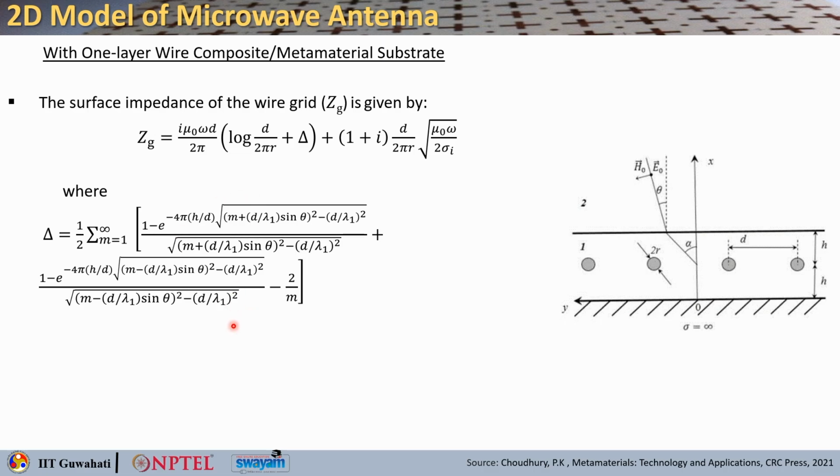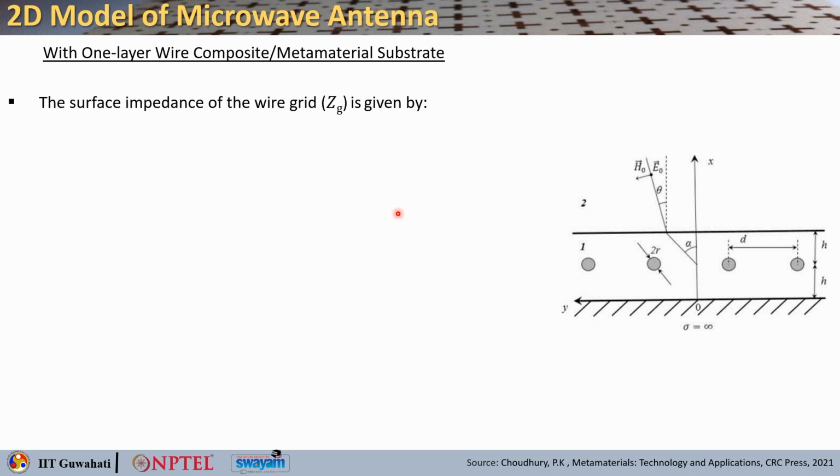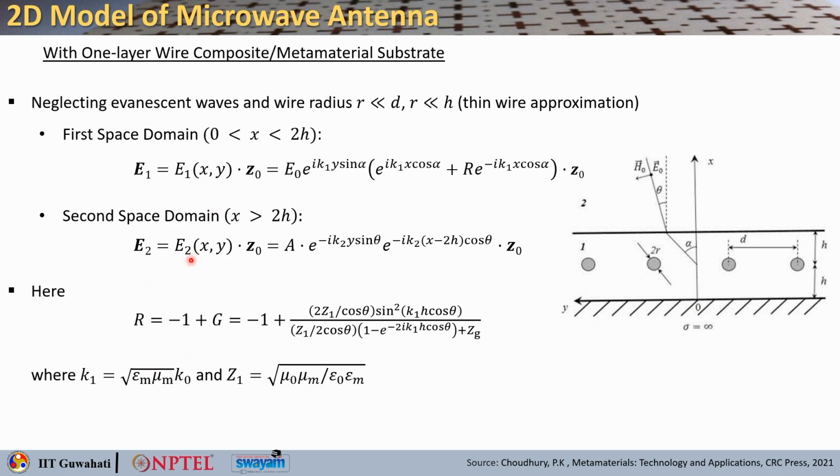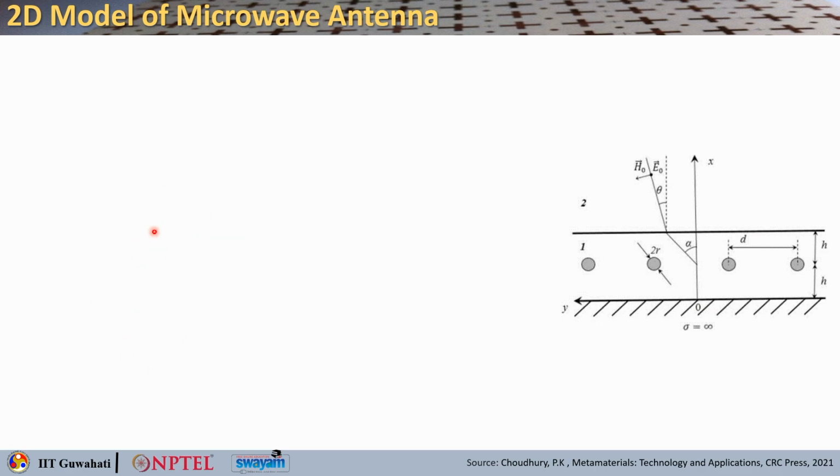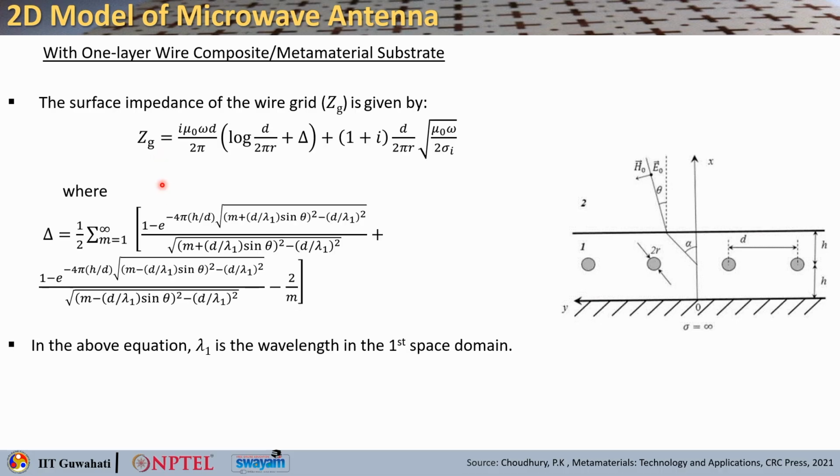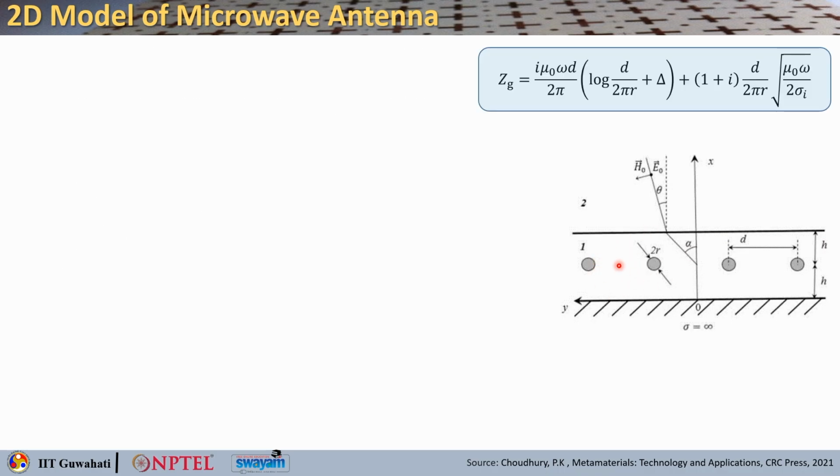I am not reading it out. This derivation will not go into the details, but if you can use this formula, you can always compute what will be the two electric fields. As you can see in this case, you can find out what your E1 and E2 are, right. In this equation you can also see lambda 1, that is basically the wavelength of the wave that is in the first space region, that is within this particular composite dielectric medium.